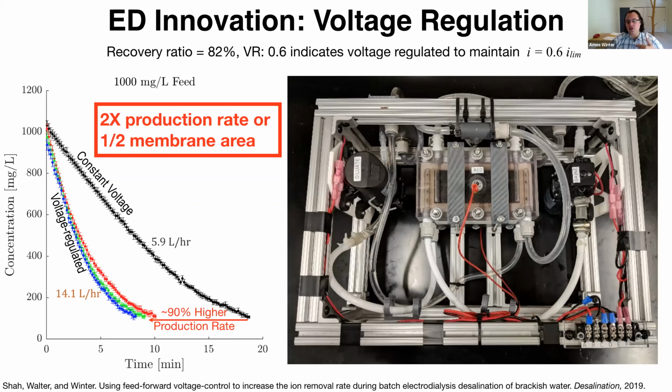So the punchline of this story is that with this innovation, we could either halve our production rate or double it, or halve our membrane area, which basically halves the cost of the ED stack. So we could get the same performance as a normal system, but for about half the capital cost. So that was a major cost reduction innovation.